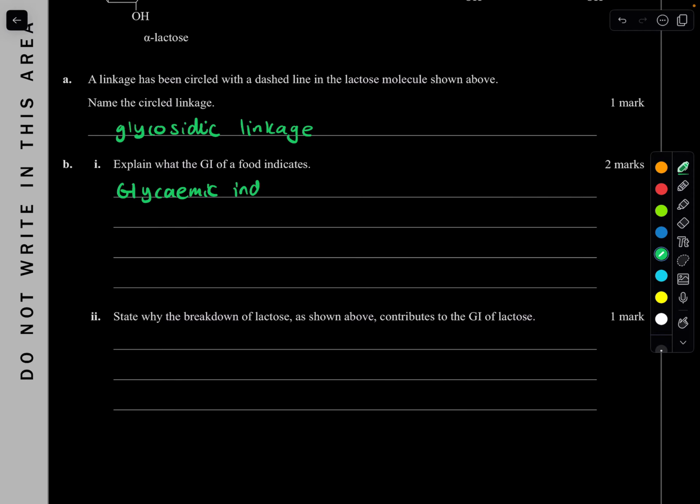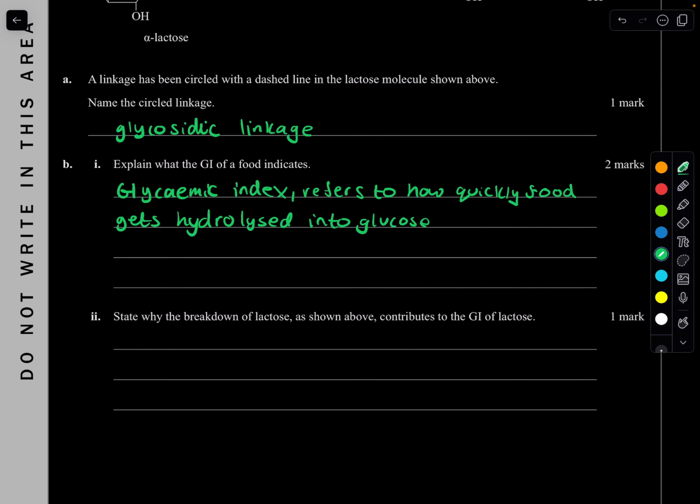Glycemic index, GI, refers to how quickly food gets hydrolyzed into glucose. Hence, it allows us to measure glucose on blood, so glucose on blood sugar levels.